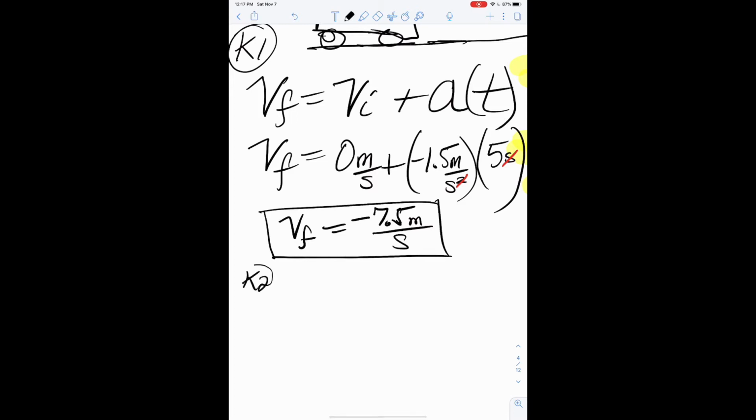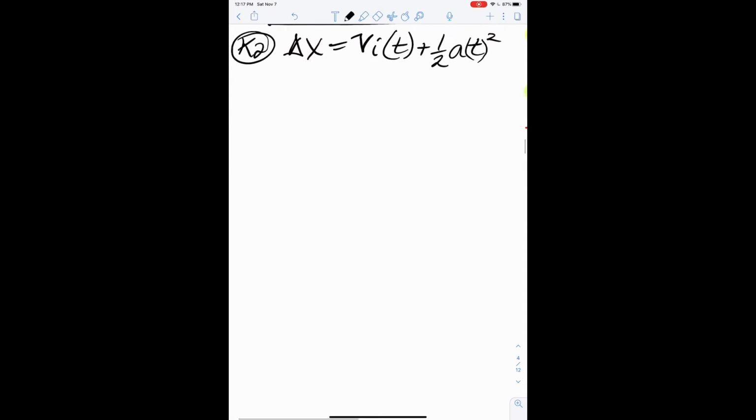All right, so K2 says delta x is equal to VI. Ooh, that V looks pretty bad. Looks like a gamma, actually. All right, delta x equals VI times T plus 1/2 AT squared. Only the T gets squared. Something important to note is that this has delta x way over on the left, but you don't have to start with the variable on the left to solve for it, right? I could use this formula and solve for VI. I could use this formula and solve for T. I could use it and solve for A, right? It doesn't matter.